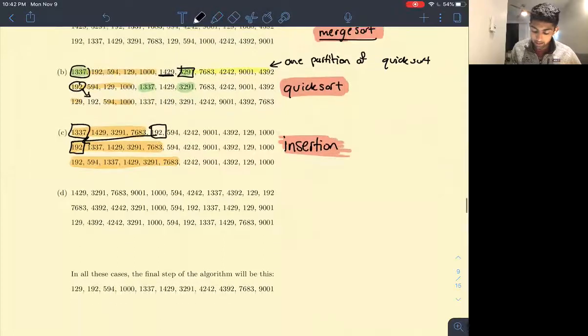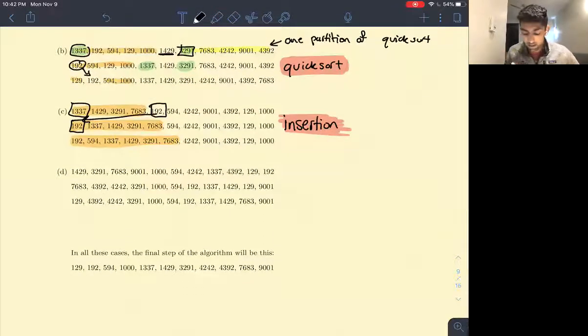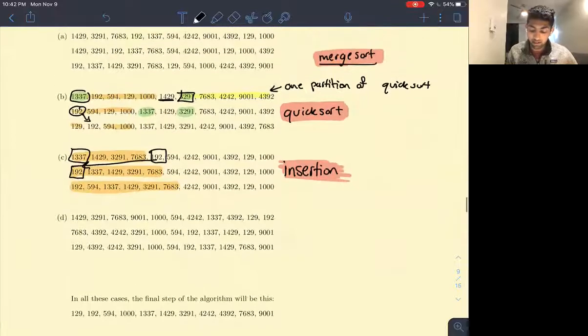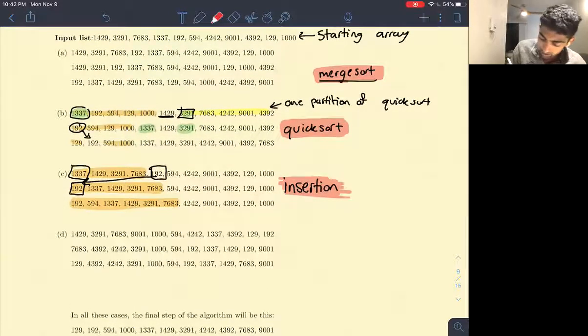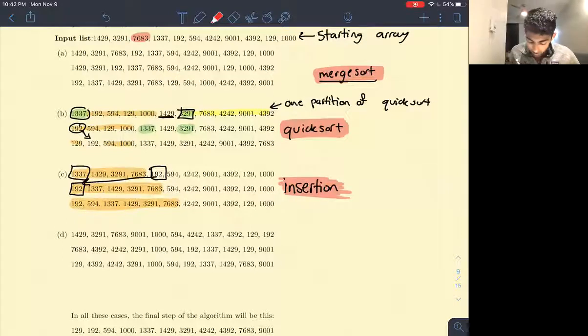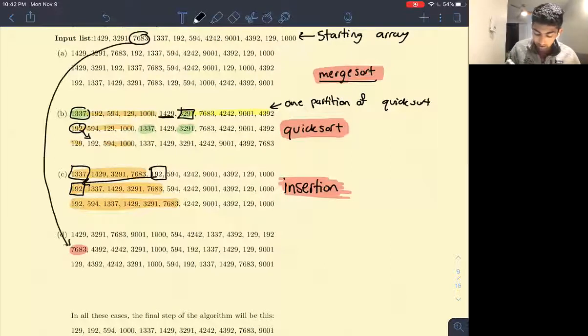Okay, so looking at this last example, the first thing that should strike you as weird with this sorting example is that somehow we took 7683 and promoted it to the front. Okay, so why is that weird? That's weird because in very few sorting algorithms does it make sense to do negative progress. What I mean by that is usually bigger elements tend to move to the right, and smaller elements tend to move to the left. But in this sorting algorithm, somehow a bigger element moved to the left.